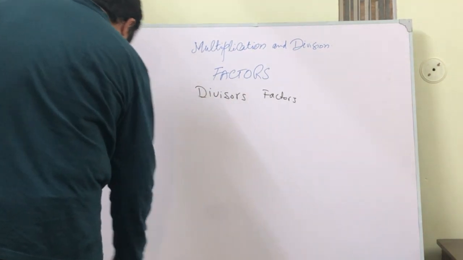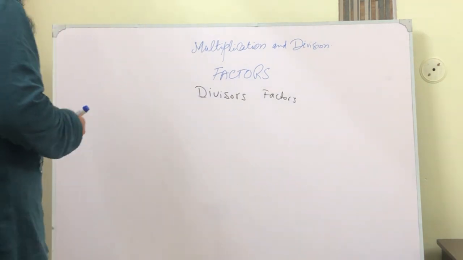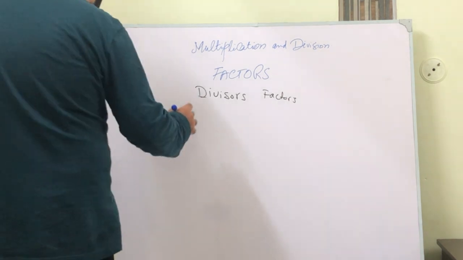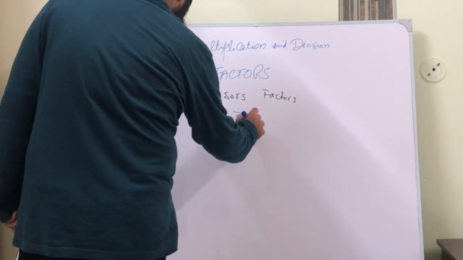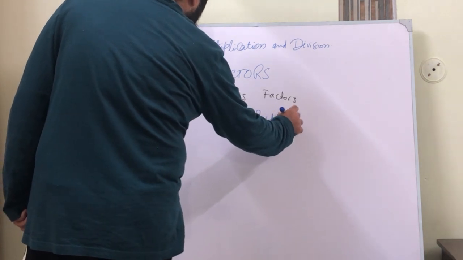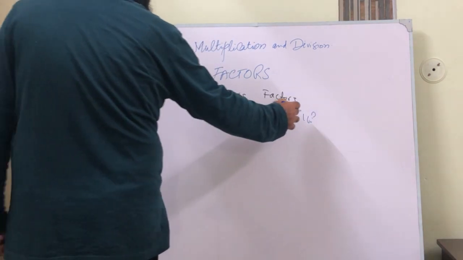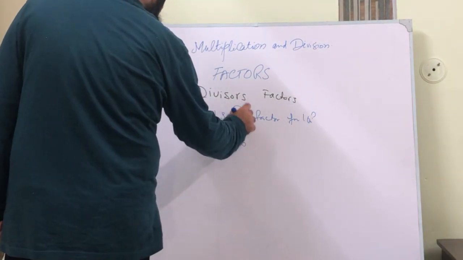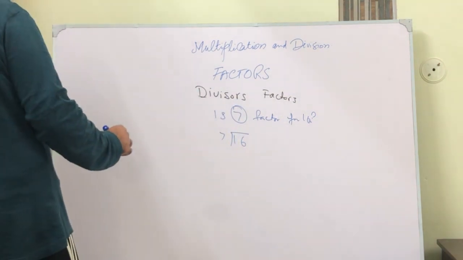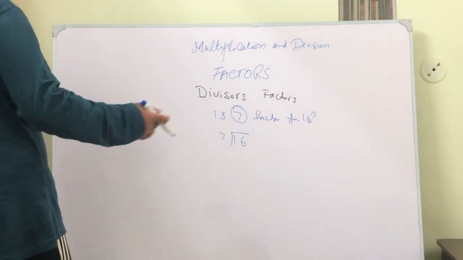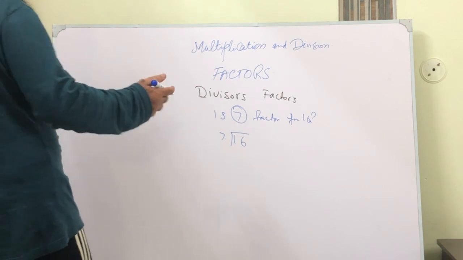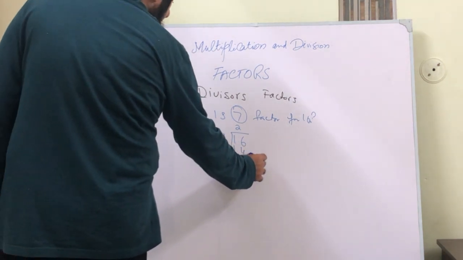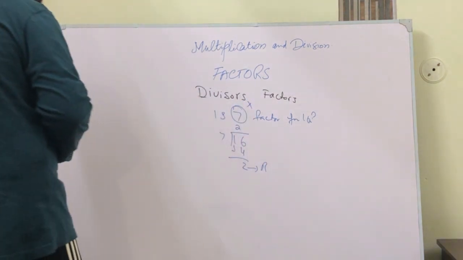Now back to our topic, factors. We are on page number 29, chapter number 2. Is 7 a factor of 16? Number 16. What we'll do is divide 16 by 7. We will see if we get remainder 0, then it is a factor. If the remainder is not 0, then it is not a factor. 7 twos are 14, 2 is the remainder. So this is not a factor of 16.